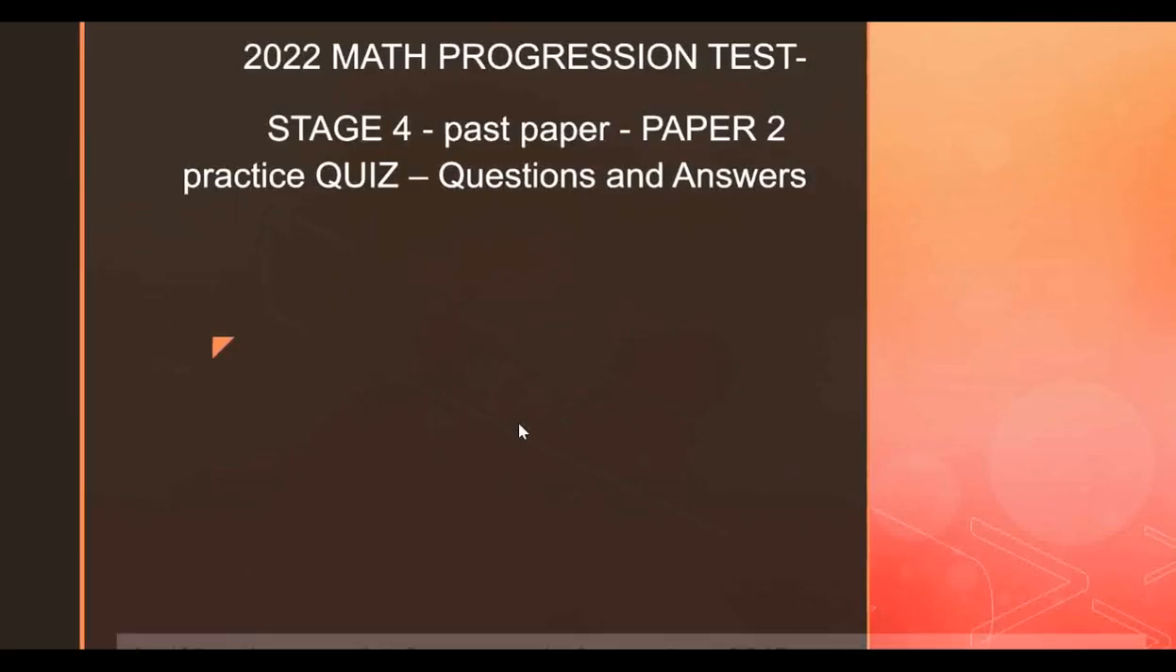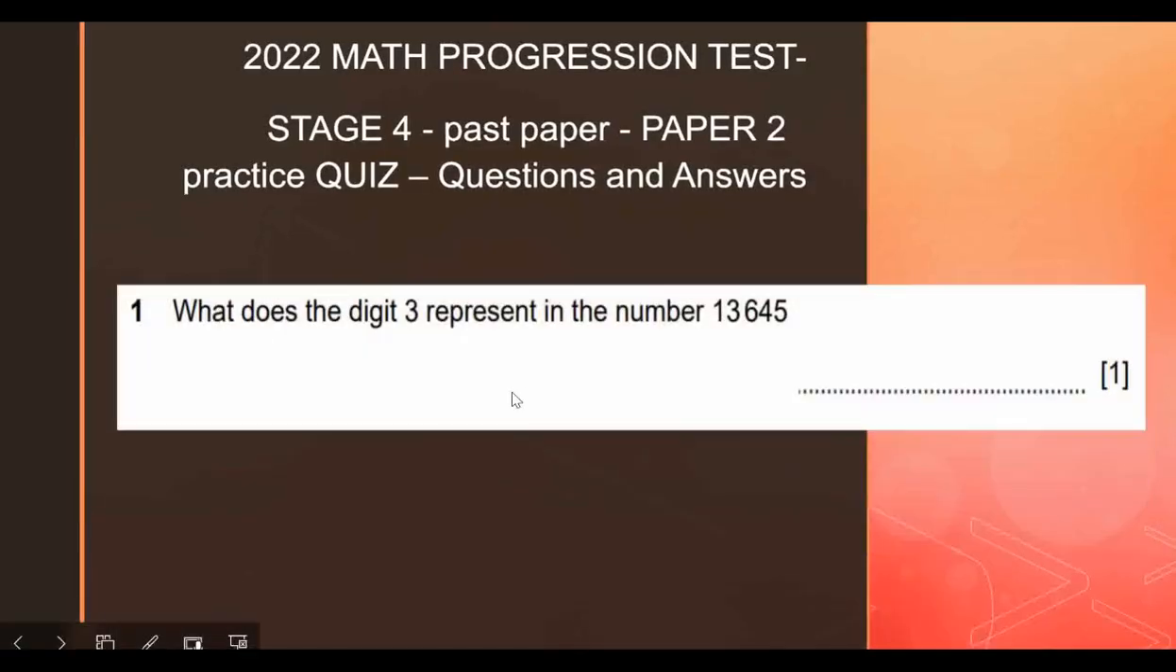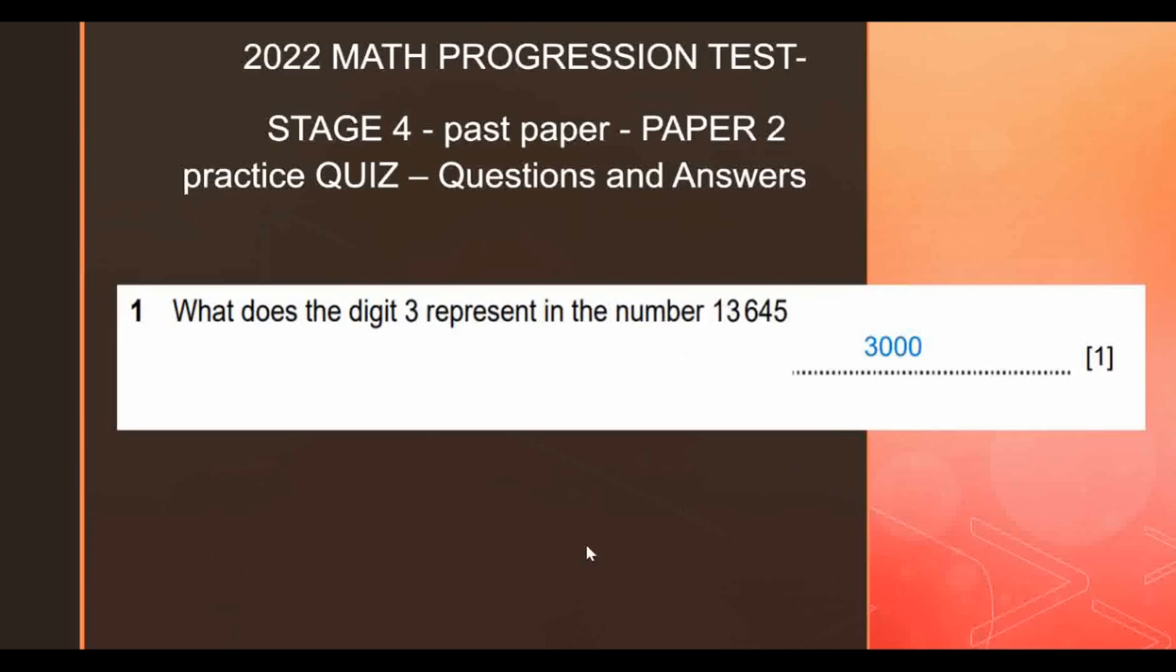Here we go. Question number 1. What does the digit 3 represent in the number 13645? 10 seconds from now. 10, 9, 8, 7, 6, 5, 4, 3, 2, 1, 0. So let's reveal the answer. It's 3000. If you get it correct, you score 1 mark. Congrats. Next, we'll go to question number 2.